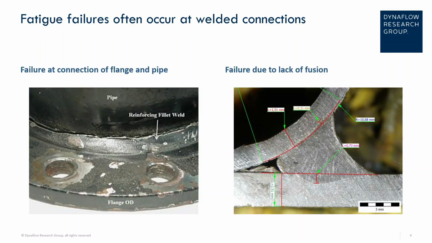Fatigue failures often occur at welded connections. On the left, you can see a failure at the connection of the flange in the pipe. The photo shows a longitudinal crack at the toe of the weld. On the right is another type of failure. This failure is due to lack of fusion.